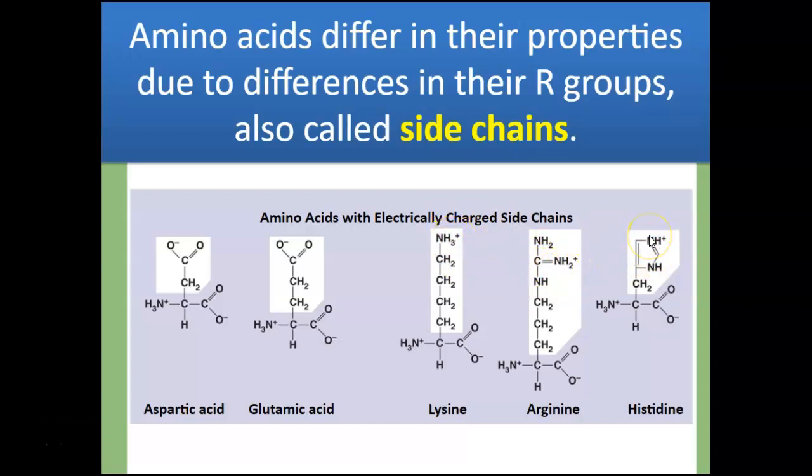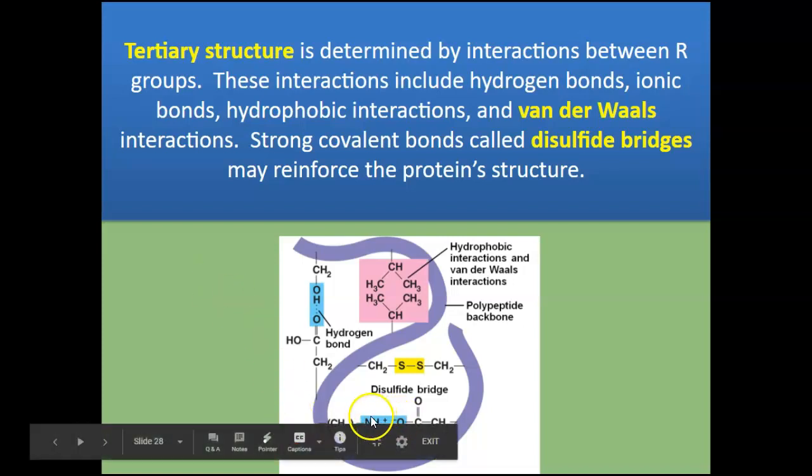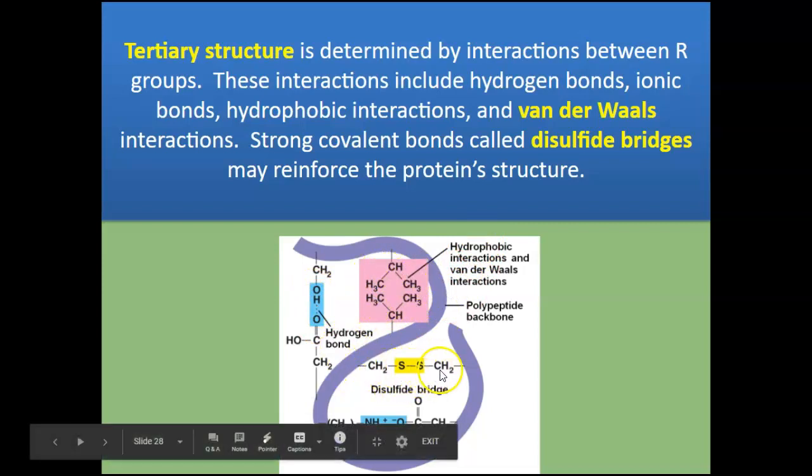positive charges. You can bet that there's an attraction between an R group such as lysine and an R group such as aspartic acid. So let's go back to the tertiary structure, and we start to see some of these attractions. Here's an ionic bond, just like I predicted. You also see bonding such as hydrogen bonding, hydrophobic interactions, and disulfide bridges.